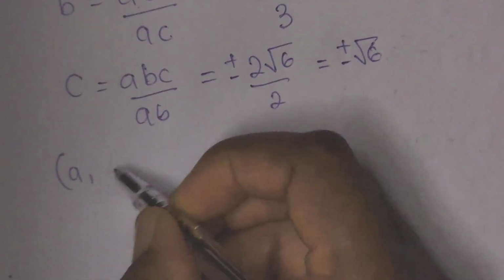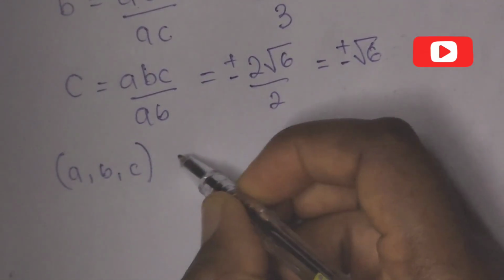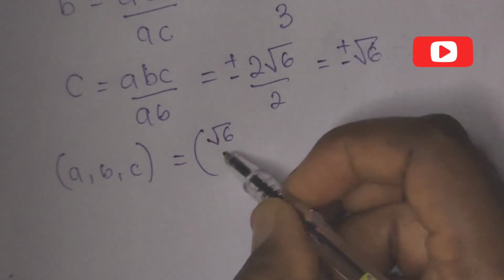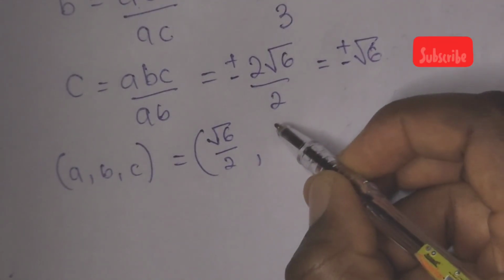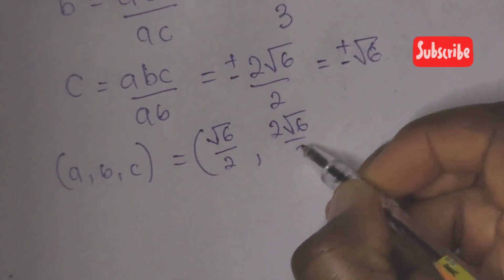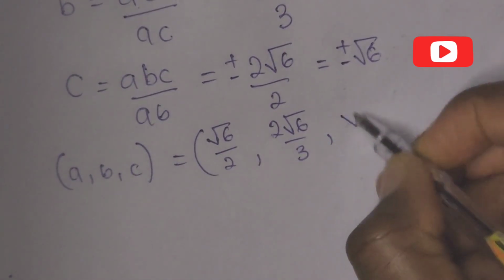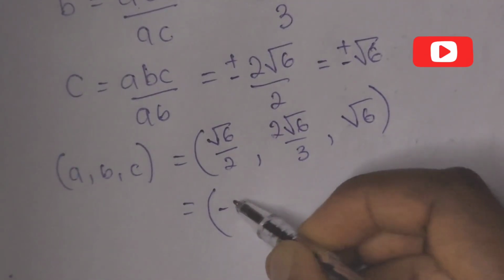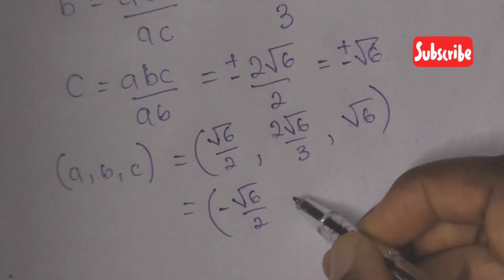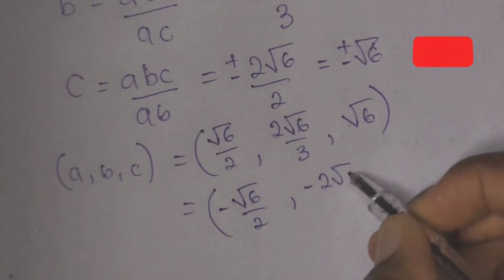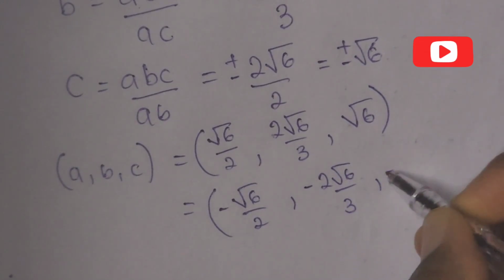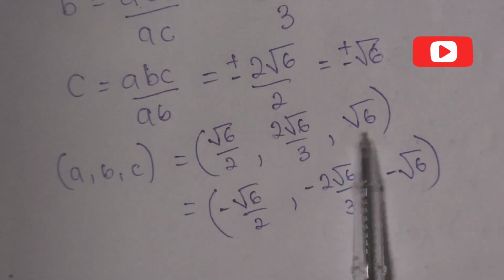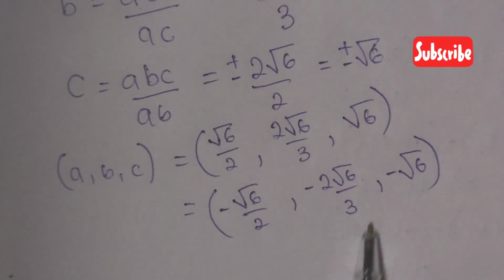So we have that A, B, C is equal to root 6 over 2, 2 root 6 over 3, and root 6. Or we can have minus root 6 over 2, minus 2 root 6 over 3, and minus root 6. These are the positive values of a, b, c, and these are the negative values of a, b, c.